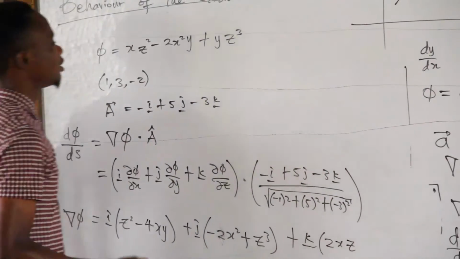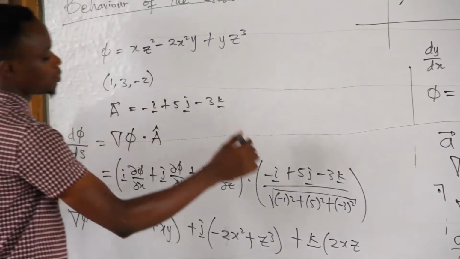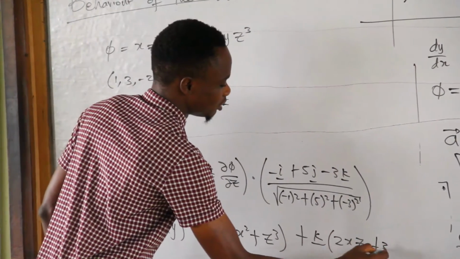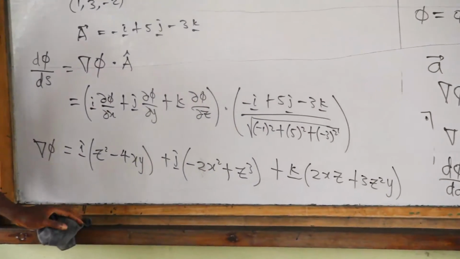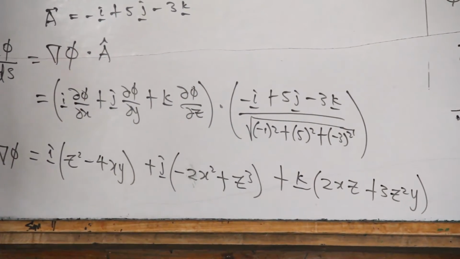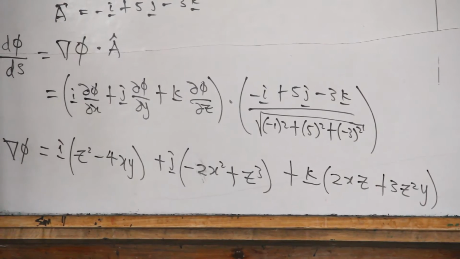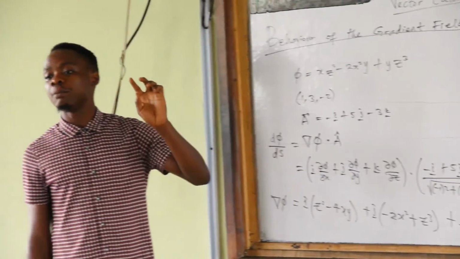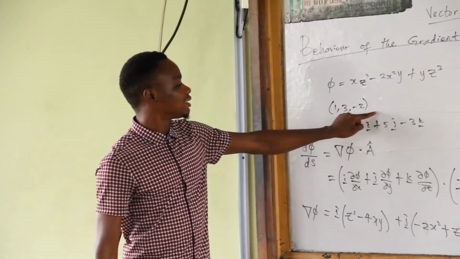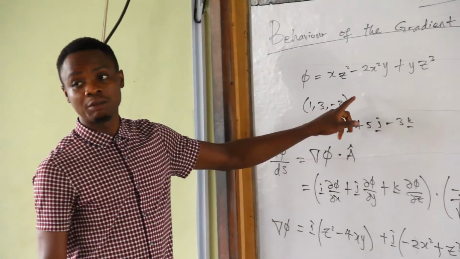2xz, then plus 3y squared. Yes? So that is our nabla phi. Now we want to get it at a particular point, and we want to get it at the point (1, 3, -2).